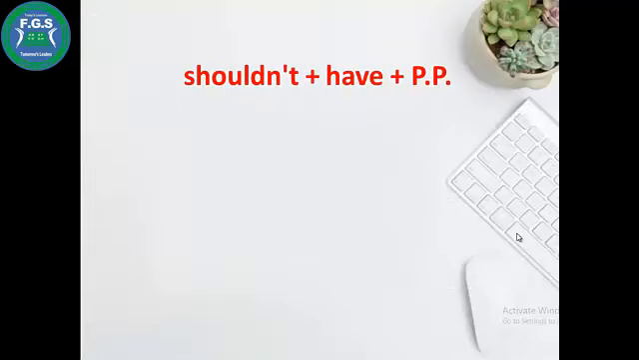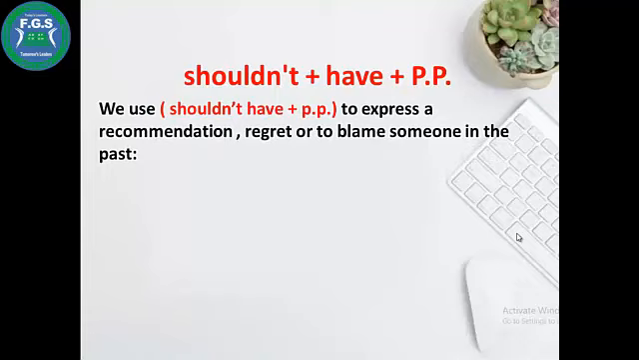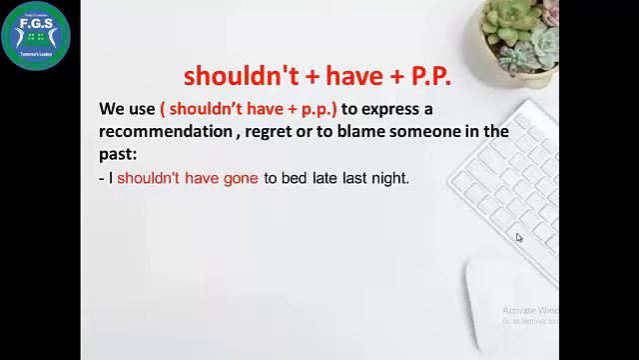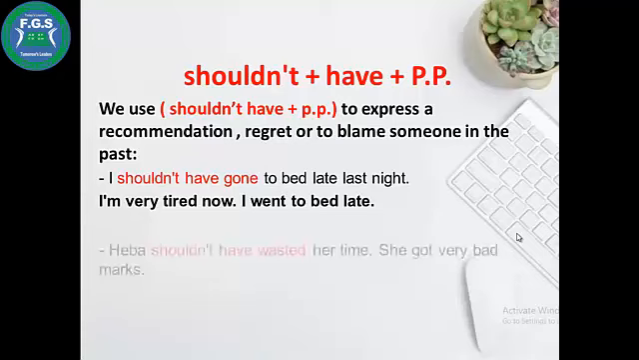Shouldn't have plus the past participle. We use shouldn't have plus the past participle to express a recommendation or regret, or to blame someone in the past, like should. I shouldn't have gone to bed late last night. I am very tired now. I went to bed late. So I say I shouldn't have gone to bed late.